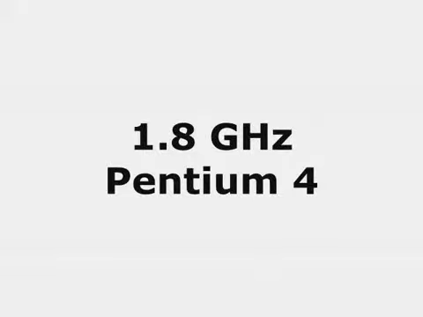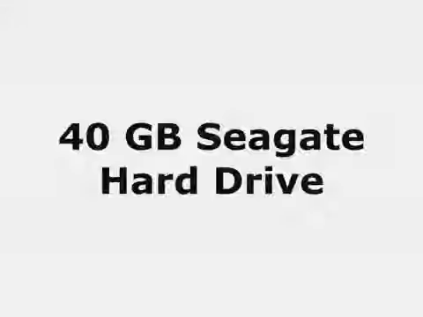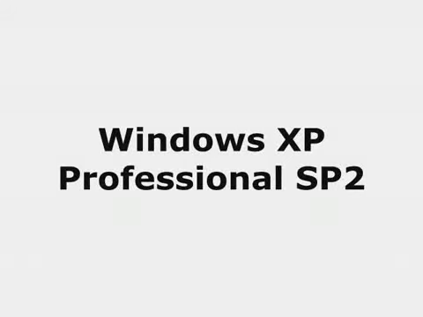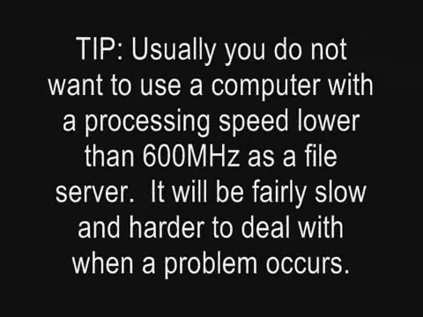The computer we will be using today is a Dell Optiplex GX240 with a 1.8 GHz Pentium 4 processor, 256 megabytes of RAM, and a 40 GB hard drive with Windows XP Professional Service Pack 2 installed on it. Usually you do not want to use a computer with a processing speed lower than 600 MHz as a file server. It will be fairly slow and harder to deal with when a problem occurs.